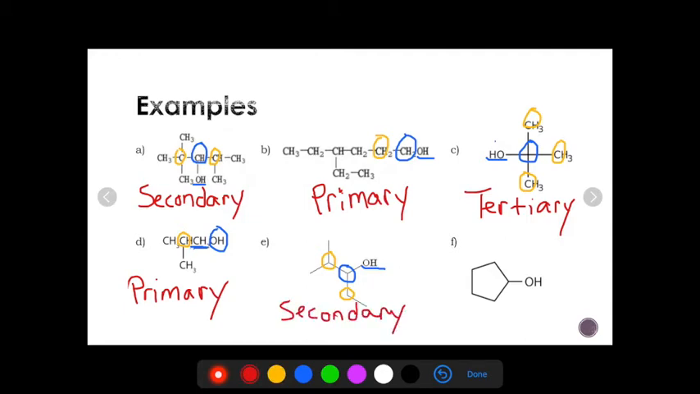Okay, last one. Here's our OH group. This is the carbon we're looking at. It's attached to 2 other carbons here, so this one will be secondary as well. So alcohols can be classified as either primary, secondary, or tertiary, but we're looking at what is attached to the carbon that the OH group is attached to.